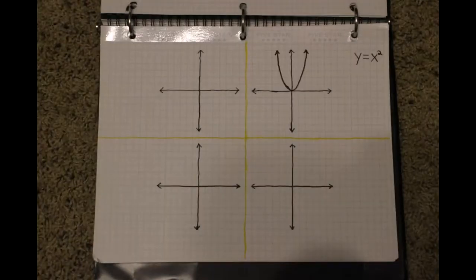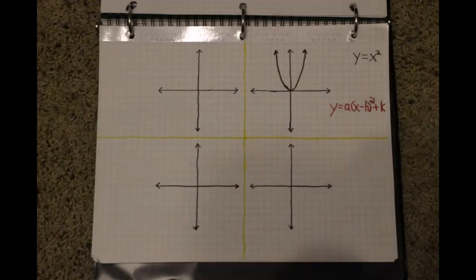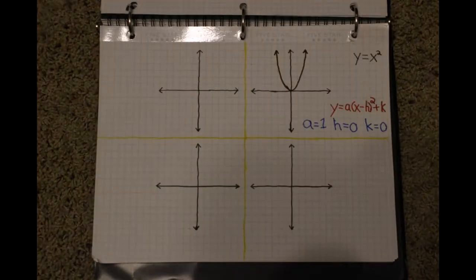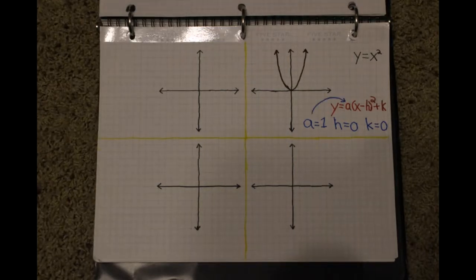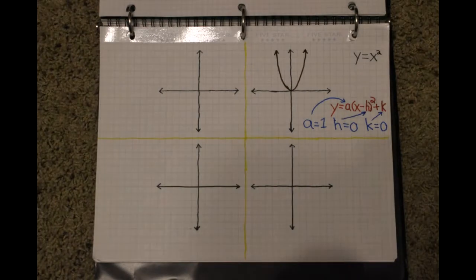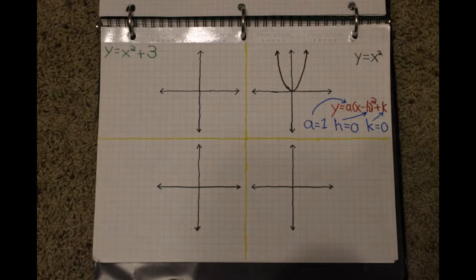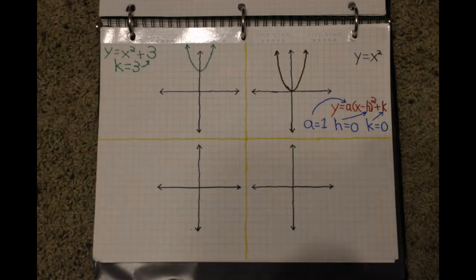Now I'm going to also show the vertex form of a parabola. It looks like this. In y equals x squared, the a equals 1, the k is 0, and the h is also 0. However, if we were to change the equation to y equals x squared plus 3, k now equals 3, which means that the y-coordinate of the vertex is no longer at the origin. It's now moved up to 3 on the y-axis.